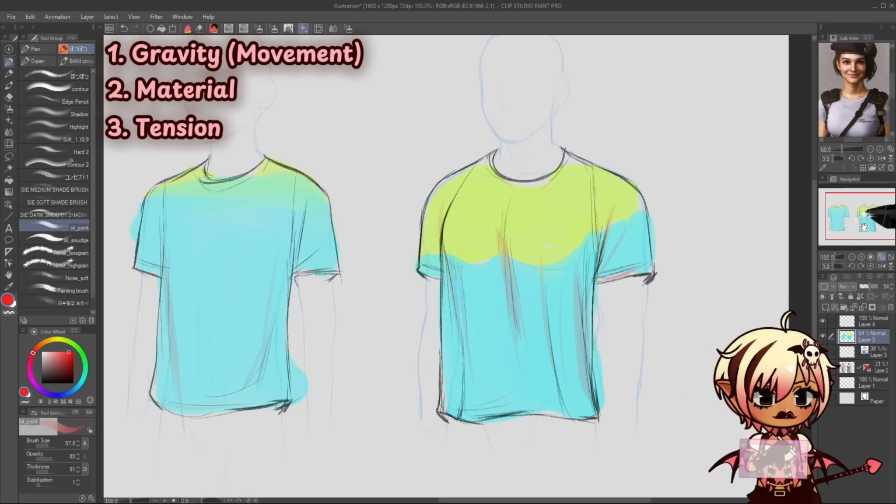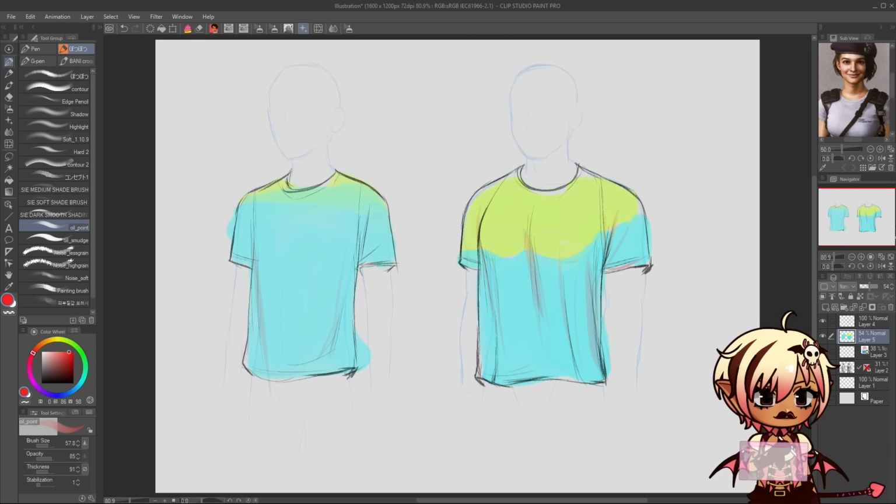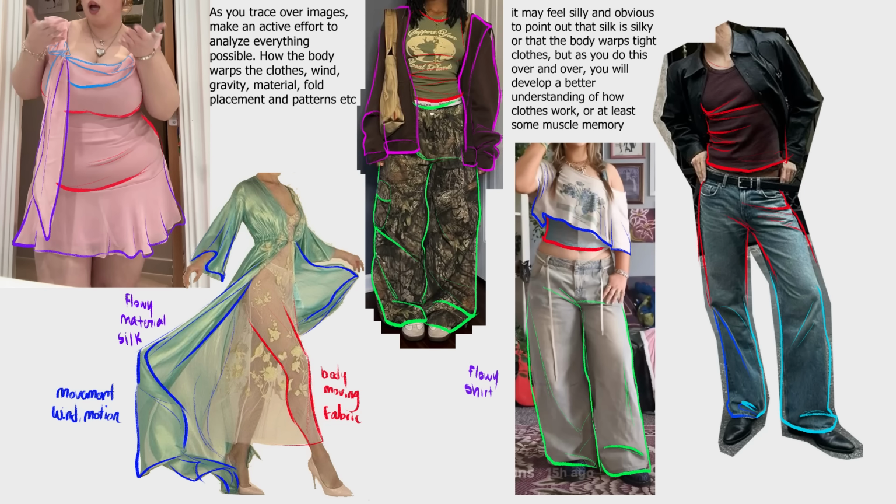So think of your character in terms of planes, areas that are being pushed forwards and backwards, and how it will affect the fabric. I traced over some different poses and identified the main factors: movement, material, and tension. Feel free to pause and use these as a reference on how you could study clothing.